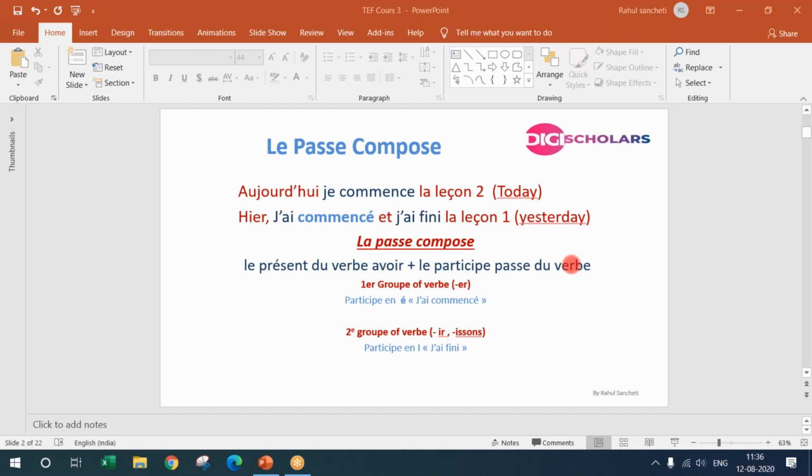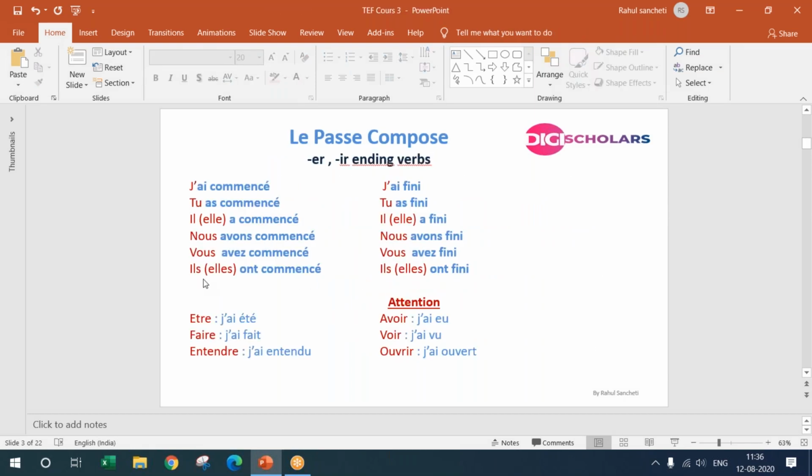So now the question arises: what are the past participles? As the rule applies, you follow a rule for all the er ending verbs or ir ending verbs. For er ending verbs, you remove the er and place the é with the accent, and that remains the same throughout. So irrespective of the person, the past participle remains the same. It is j'ai commencé, tu as commencé, il a commencé, elle a commencé, nous avons commencé, vous avez commencé, ils ont commencé, and elles ont commencé.